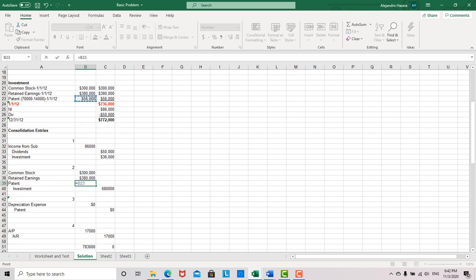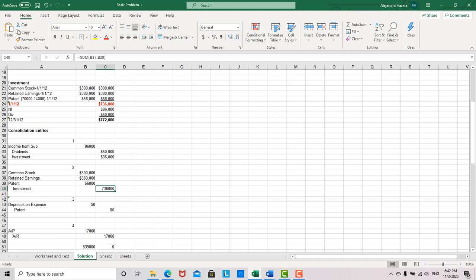So all my debits total to 736, and I have a credit to the investment for 736. That's going to wipe off my investment balance and make it zero, because there was 772 in there. Take 36 out, and that takes you back to 736. And then finally, take the 736 out, and you're back to zero.